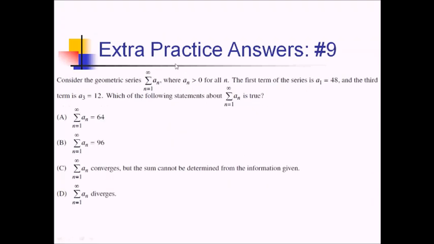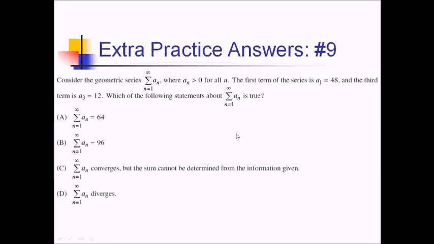For this problem, we're given this geometric series, and we're told the first term is 48 and the third term is 12. We want to know what's true about the sum of this infinite series. And we have a few options. They give us specific possible sums, converges but can't determine it, and then diverges. So we definitely have to check to see if this thing even converges or not.